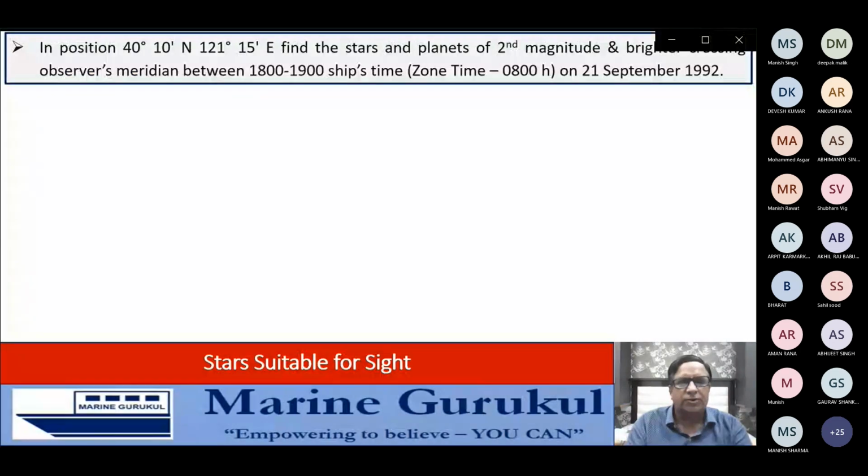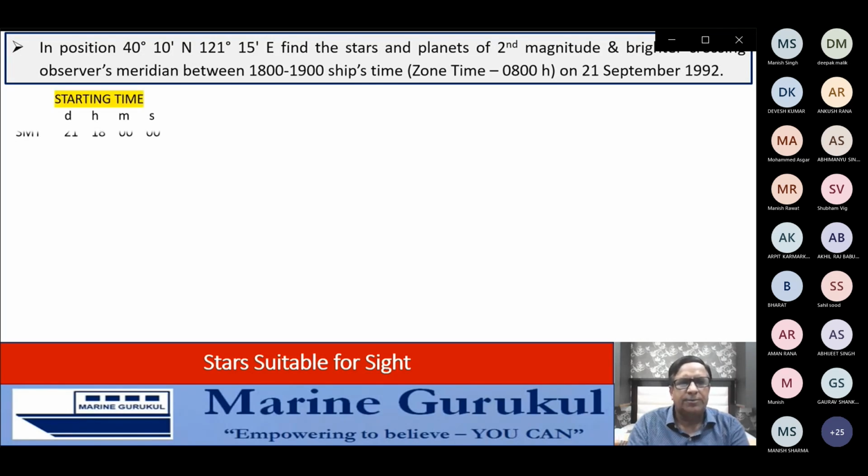In position 40 degrees 10 minutes north, 121 degrees 15 minutes east, find the stars and planets of second magnitude and brighter crossing the observer's meridian between 1800 hours to 1900 hours ship's mean time, zone time -8, on 21st September 1992. So we first find out the GMT at the commencement of the required interval and the GMT at the end of the required interval.